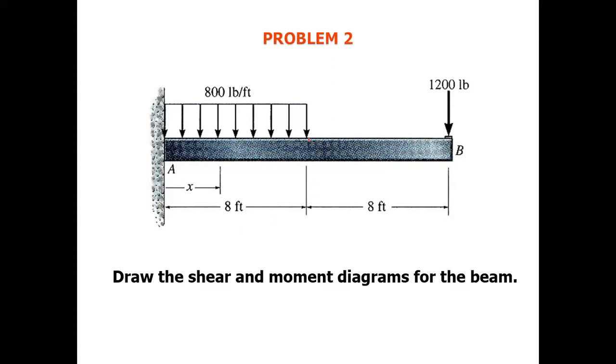Up to 8 feet, we have a uniformly distributed load of 800 pound per foot. And we have a point load at the far end, at point B, which is 1200 pound. We have to draw the shear force and bending moment diagram. Also, the value of x is missing, so we have to calculate x as well. So let's proceed with the whiteboard.